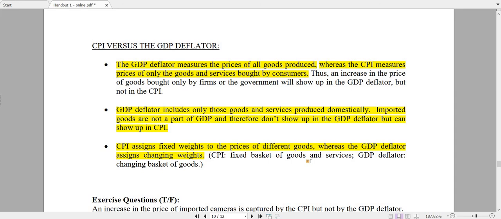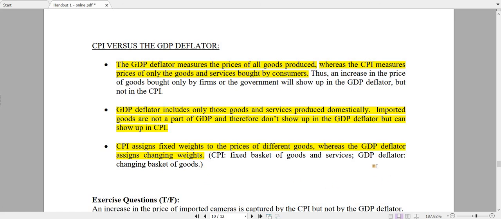Why would the basket vary? Because production can vary from one year to the next. So if in our imaginary economy, in the next year, the country is able to produce more apples and oranges, the quantity of apples and oranges is going to increase.